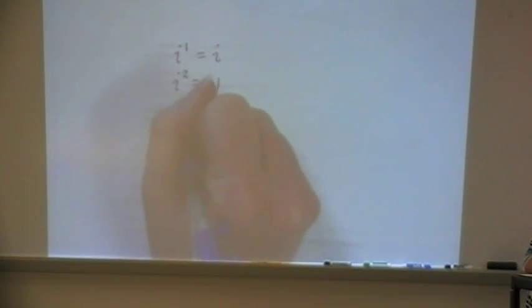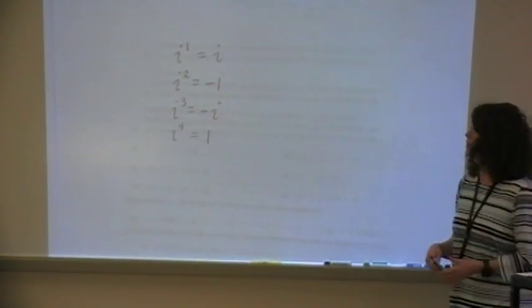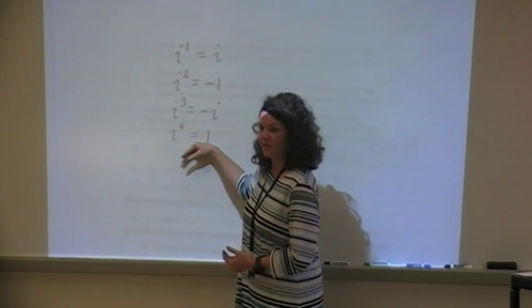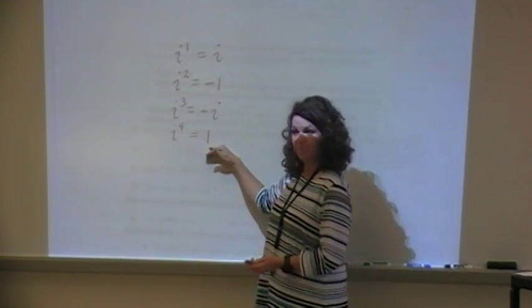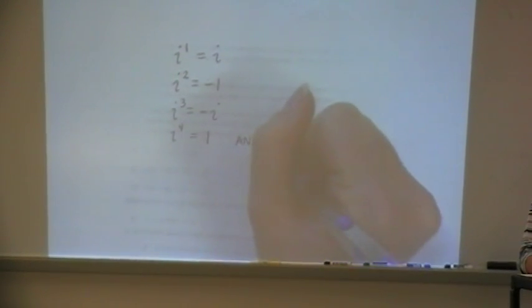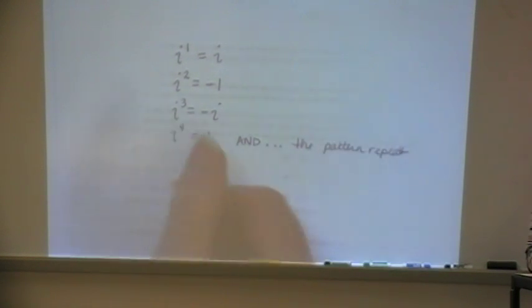And then i to the fourth is 1, for the same reason. You would multiply i squared times i squared to get i to the fourth. Well, that'd be -1 times -1, which is +1. And the pattern repeats. So i to the fifth is i, i to the sixth is -1, i to the seventh would be -i, and i to the eighth is 1.